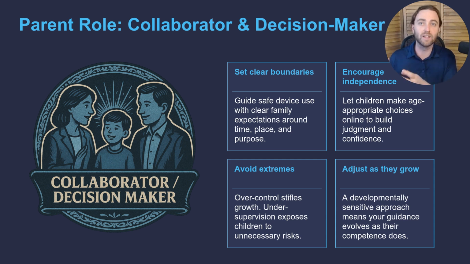Too much control and the kids find workarounds and rebel. And more importantly, they stop coming to you when something goes wrong, because they know that they'll get in trouble. And too little oversight, and kids are left to navigate some genuinely complicated spaces on their own before they're ready for it. The sweet spot is somewhere in the middle, and it shifts as your child gets older. Clear expectations, room for independence, and staying involved without it feeling like surveillance. That's the balance that we're aiming for.